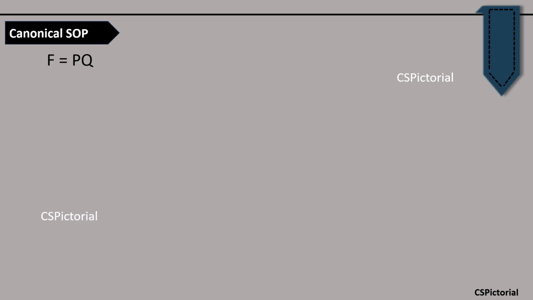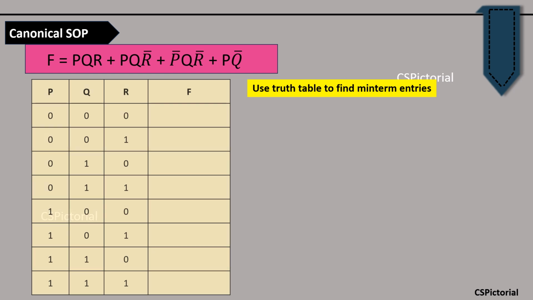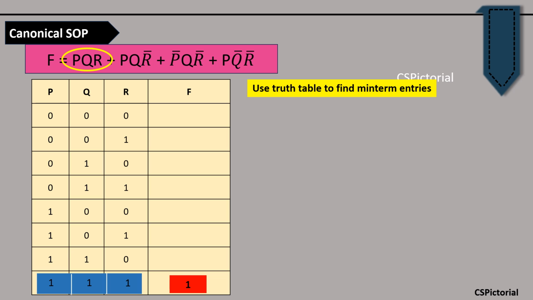Now, with the canonical SOP expression, we use the truth table to find the minterm entries. For the first product term PQR, the input values could be taken as P equal to 1, Q equal to 1 and R equal to 1. So, enter 1 in the corresponding truth table entry. Similarly, for the second product term PQR bar, the input values are P equal to 1, Q equal to 1 and R equal to 0. Make an entry 1 in the corresponding output value F.